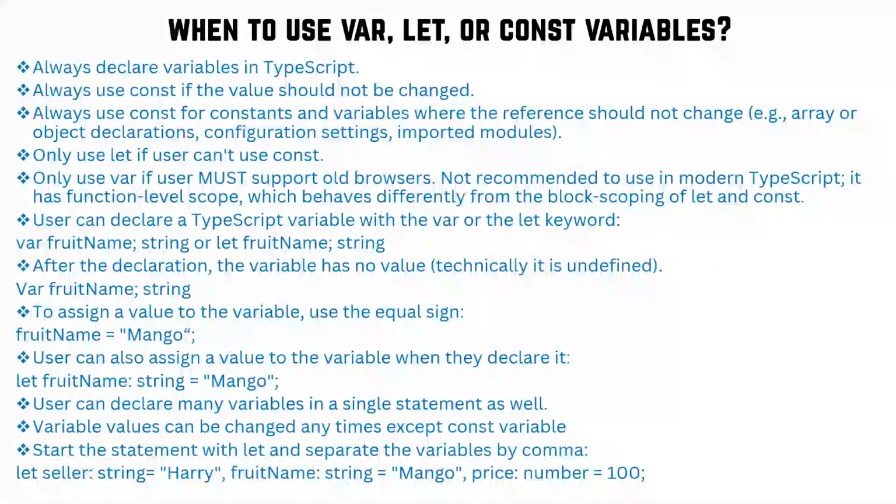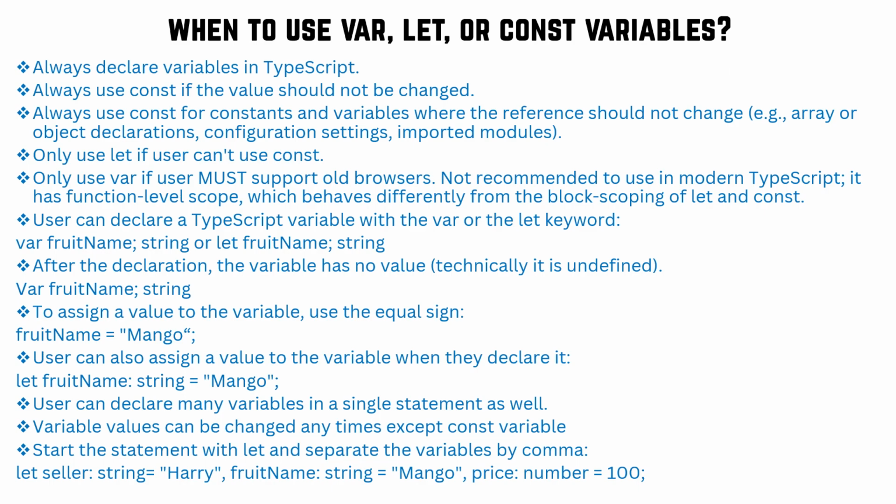Always declare variables in TypeScript. Always use const if the value should not change. Always use const for constants and for variables where the reference should not change, like array or object declarations, configuration settings, important modules, all this stuff. Only use let if you cannot use const. Only use var if you must support old browsers. It is not recommended in modern TypeScript. It has function-level scope, which behaves differently from the block scoping of let and const.